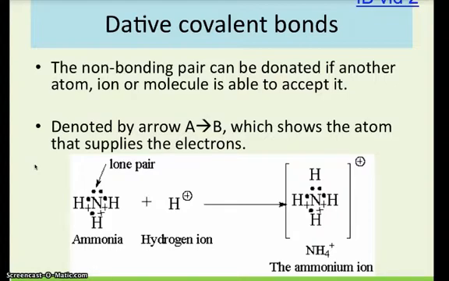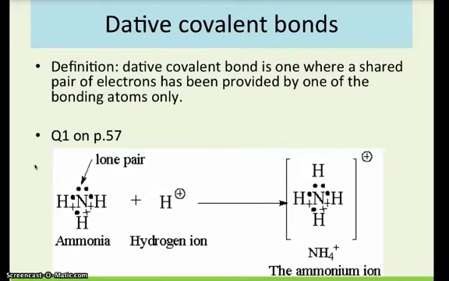Whereas before we've been drawing covalent bonds just with a line, now we use an arrow to show that there is an atom that supplies both the electrons. If you look at the textbook, they'll give you another definition to learn. We'll be looking at these in the lesson, so get this in your book.